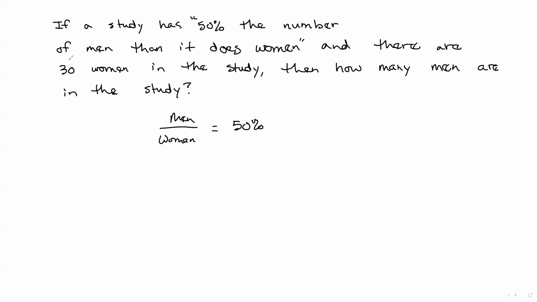If we just keep reading, and there are 30 women in the study, that means you're going to have X over 30 equals 50%. All right, then from there we can do X over 30 equals 0.50 by converting our 50% to a decimal by moving the decimal point 2 to the left. Then you can just multiply both sides by 30 and you'll get 15. So if a study has 50% the number of men than it does women, and there are 30 women in the study, then there are 15 men in the study.